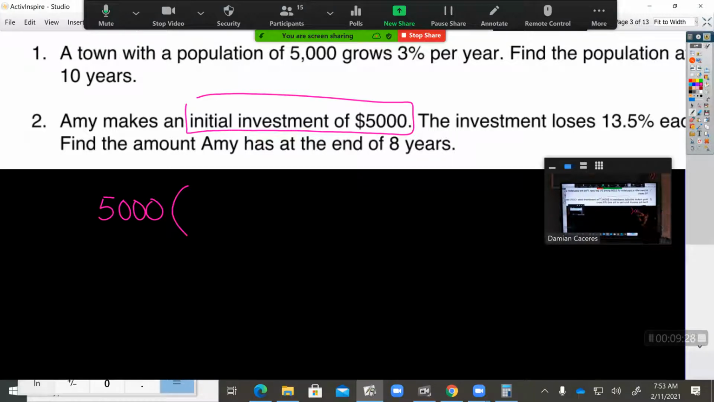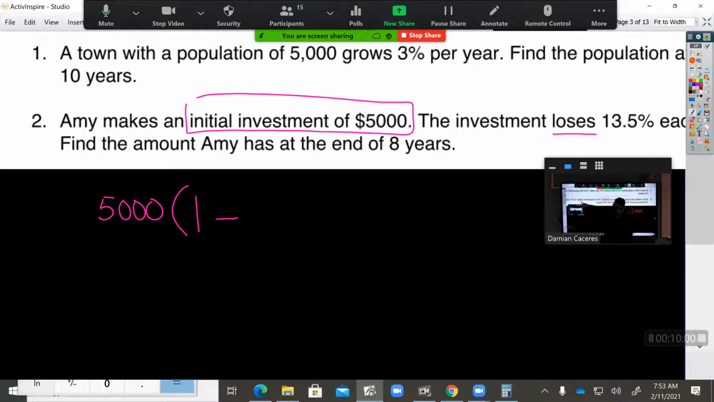What word tells you it's a decay? You're correct. Now, what word tells you it's a decay? Loses. Very good. So it's not always going to be clear like that. It's going to tell you a word, how much is left, things like that. That tells you it's a decay, so you got to pay attention to the words. Now, since it's a decay, it's going to be 1 minus the percentage, and the percentage is 13.5.